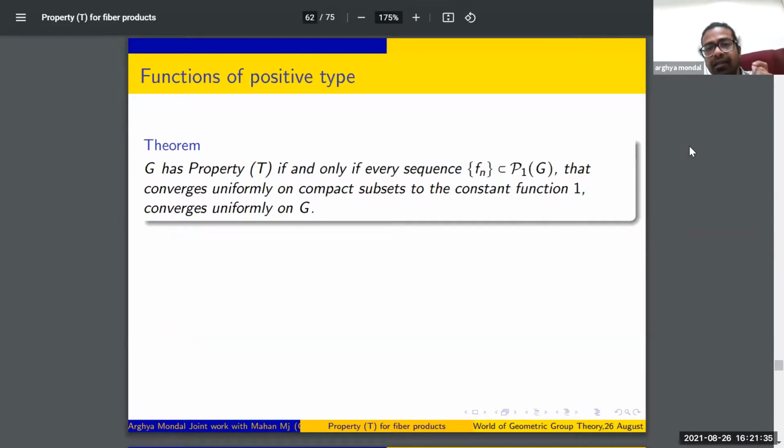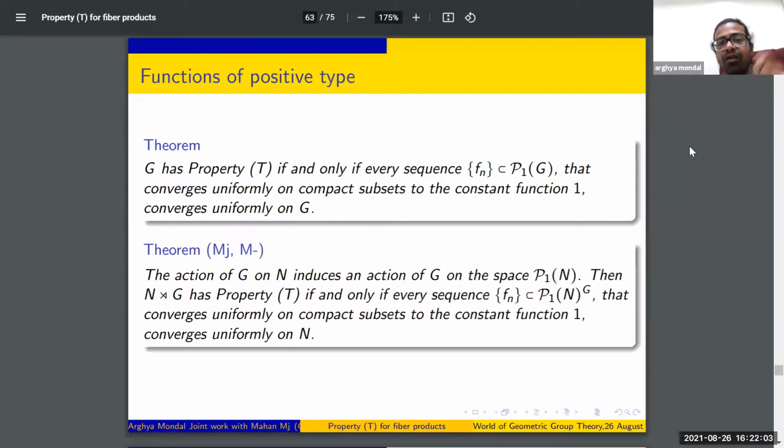And here property T can be characterized by this result. It says that if you take any sequence of normalized functions of positive type, normalized meaning it should take the value one at the identity, and if it converges uniformly on compact subsets to the constant function 1, then it has to converge uniformly on all of G.